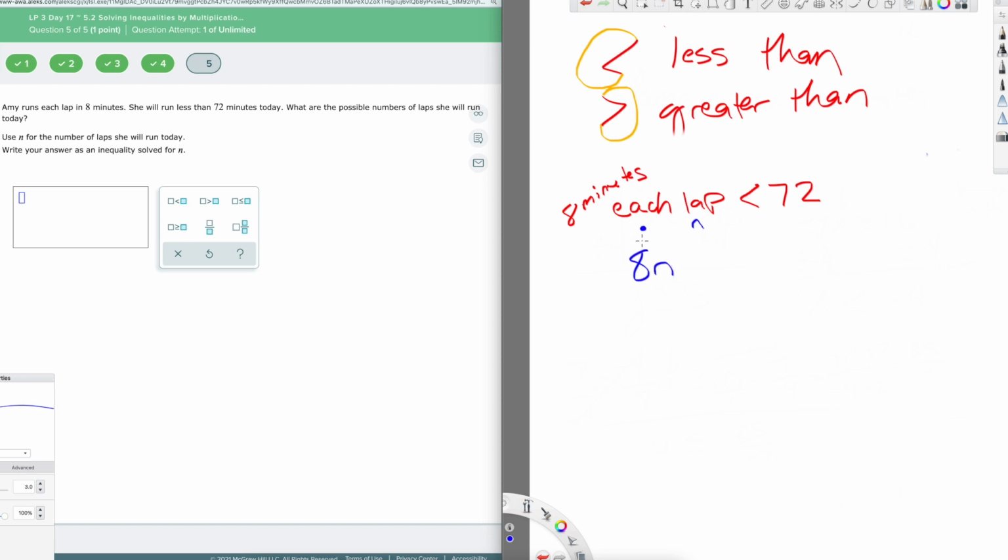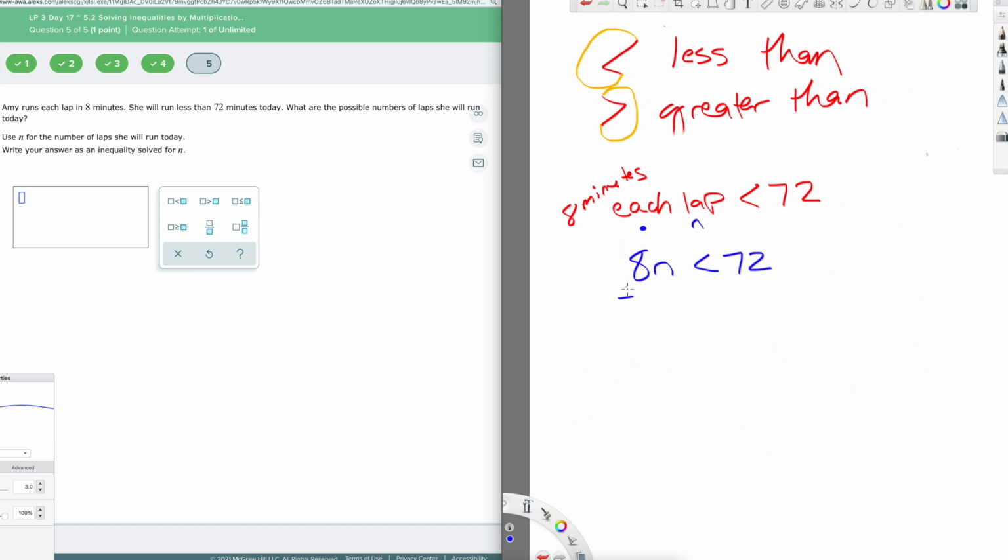I don't need to put the dot here anymore. And I don't need to include the word minutes. I didn't put minutes on this side either. I definitely wouldn't include that when you're writing the inequality, because it tends to look a little bit confusing. So we have 8 minutes per lap, and that's going to be less than 72 minutes.